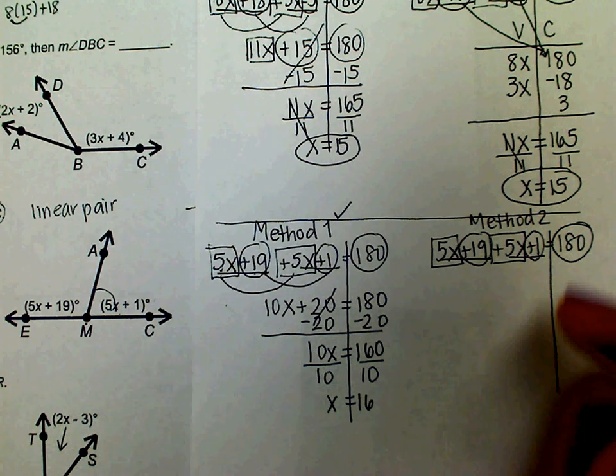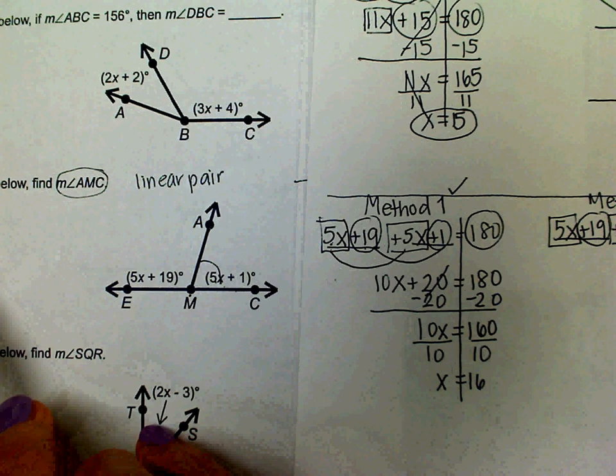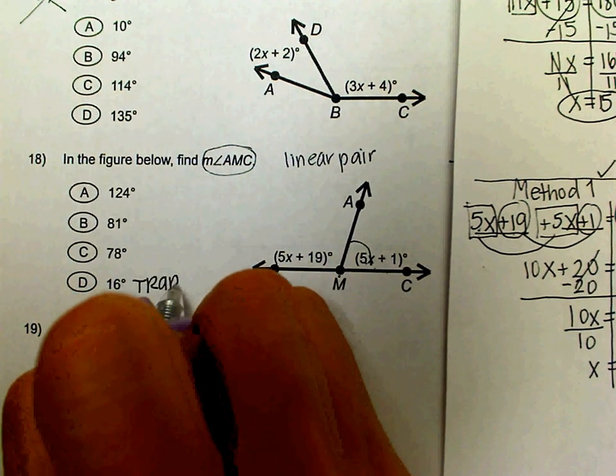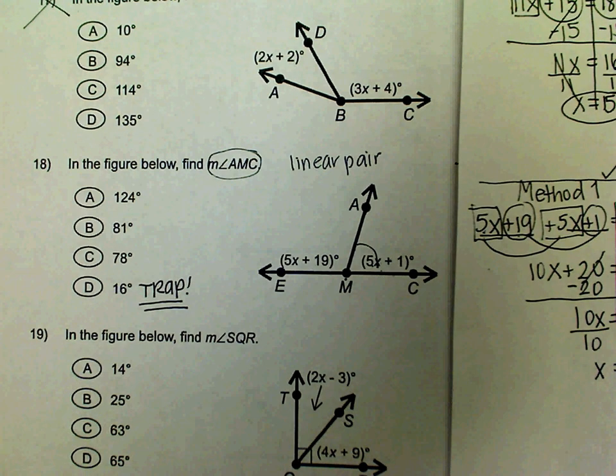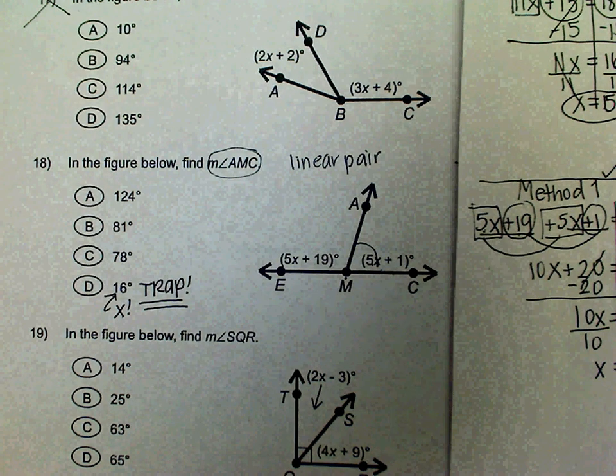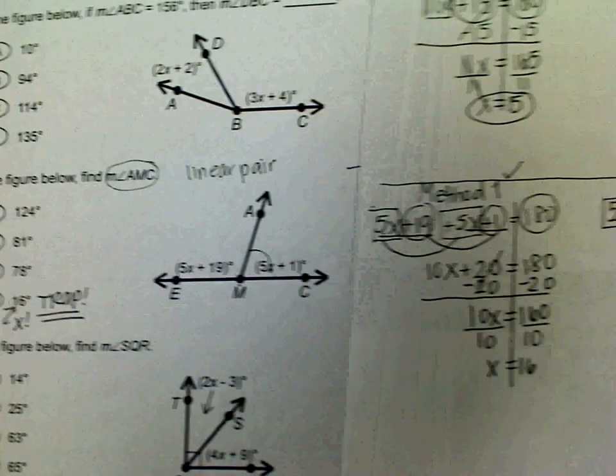Now once again, you should not see it here. I will give you a clue. This is a trap because that's not answering the question. That's x. That's not the actual measure of the angle. So we will not fall for that one, okay?